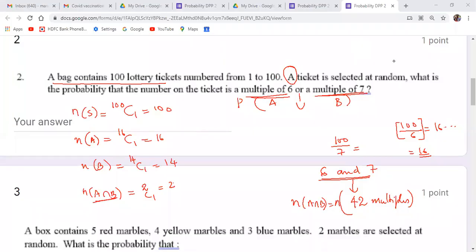So in this problem, multiples of 6 were 16, multiples of 7 were 14, and A intersection B means multiples of 6 and 7, that is multiples of 42. There are two multiples of 42, and that gives 28, the answer.